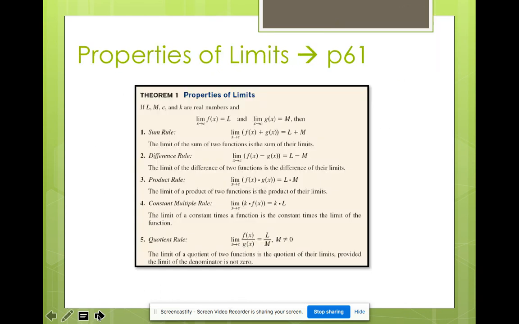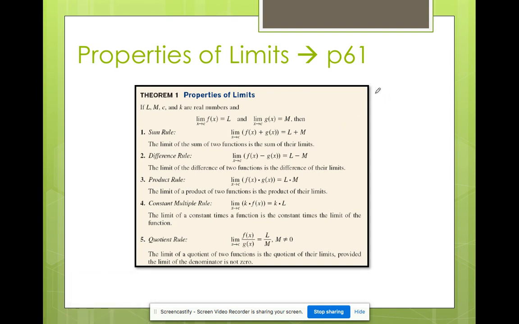Here are some properties of limits in your textbook or your textbook PDF, page 61. These properties of limits, you will never have to repeat. You'll never have to spell them out. No one will say, what is the product rule for limits? But you do need to know that you'll use the properties of limits even when you don't know the properties of limits.